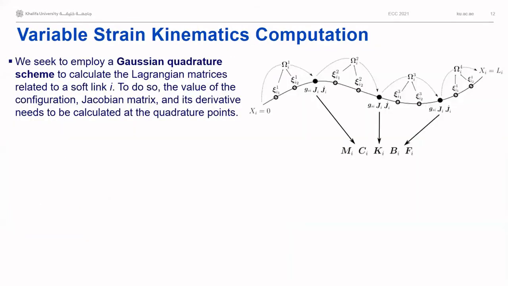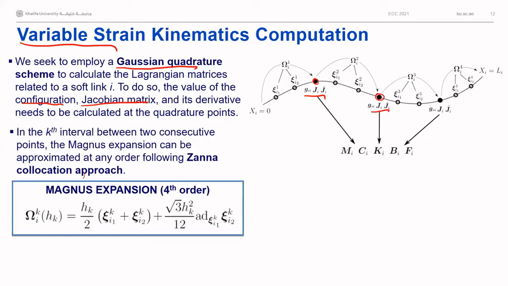Now let's save this result and come back to the general variable strain case. So the first idea one can have is to use a Gaussian quadrature in order to compute the Lagrangian matrices of the model. To do so, we need to compute the value of the configuration, Jacobian matrix, and its time derivative at each of the quadrature points. So let's start with the configuration.